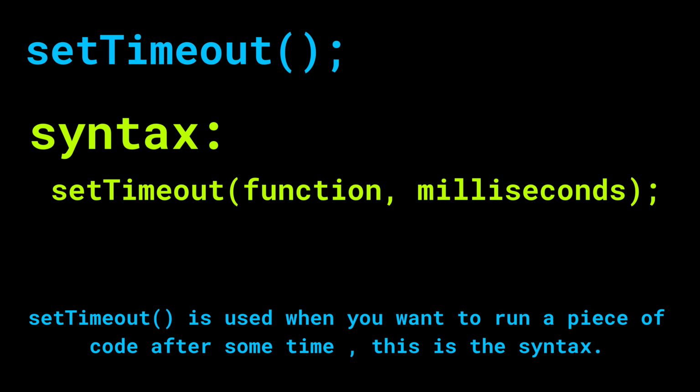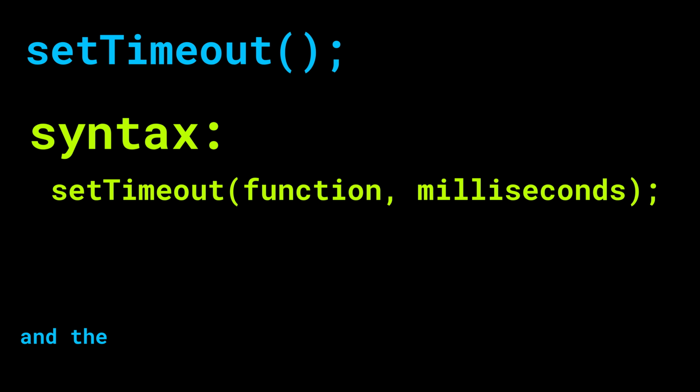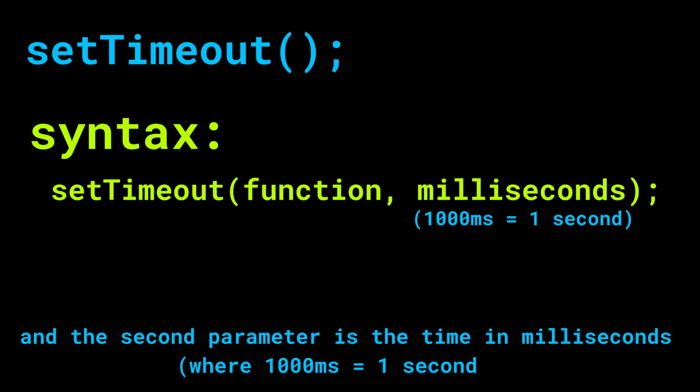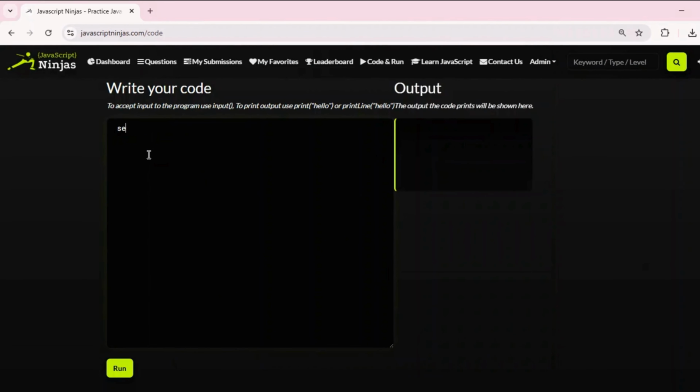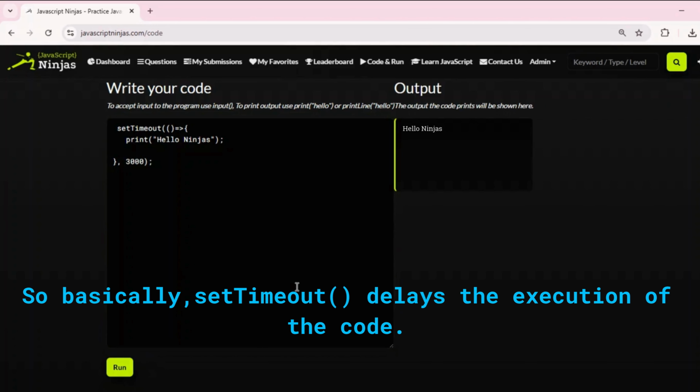SetTimeout is used when you want to run a piece of code after some time. This is the syntax. The first parameter is a function to be executed, and the second parameter is the time in milliseconds, where 1000 milliseconds equals 1 second. Now let's look at one example. Here in this example, the message "Hello ninjas" will appear after 3 seconds. So basically, setTimeout delays the execution of the code.